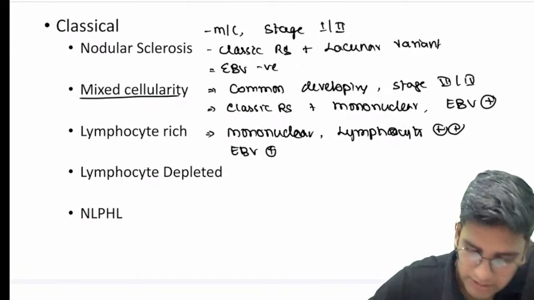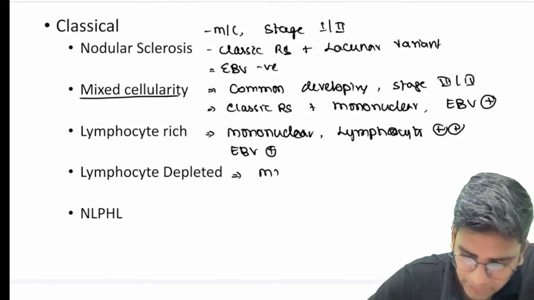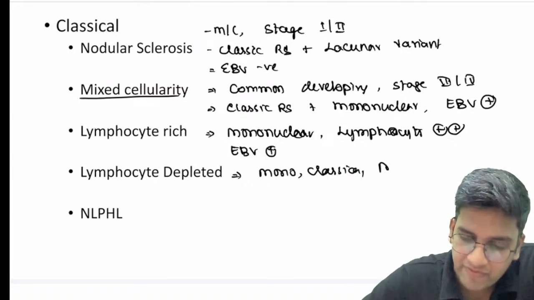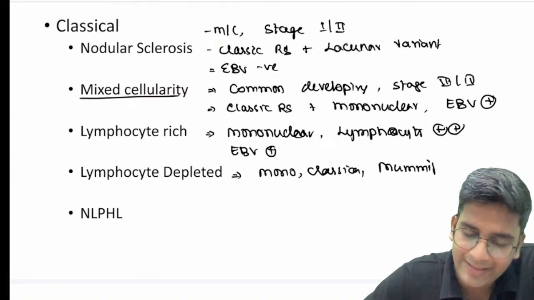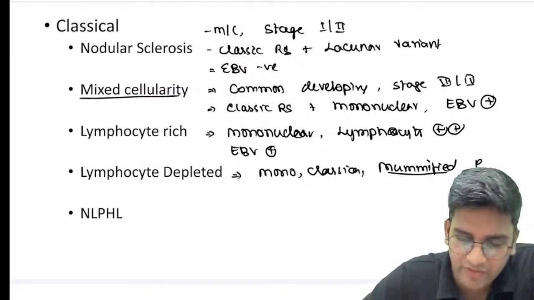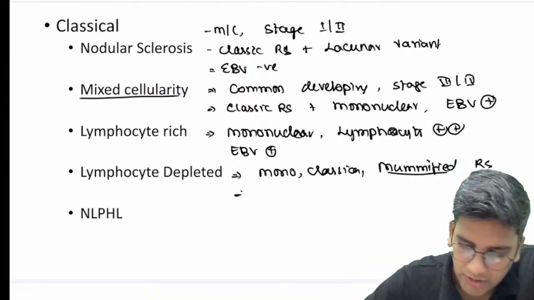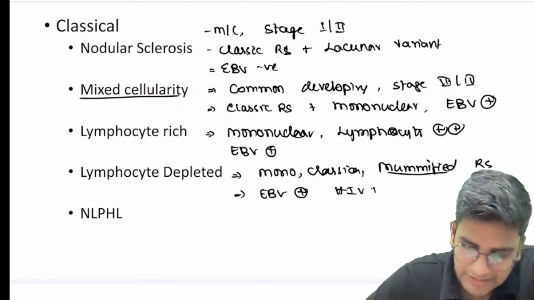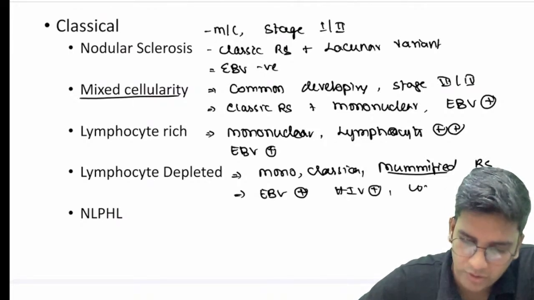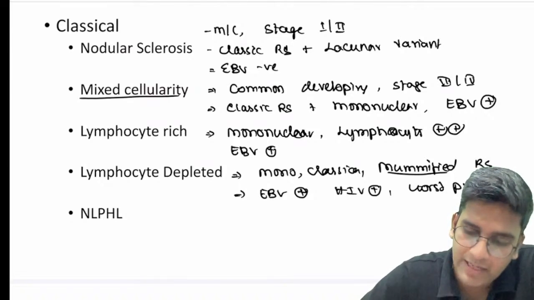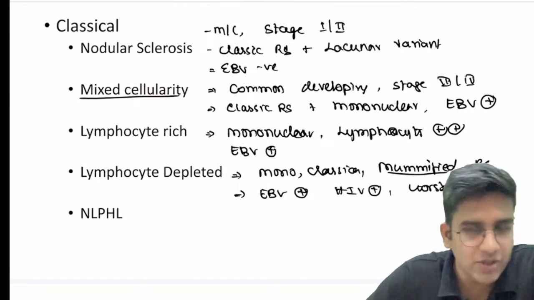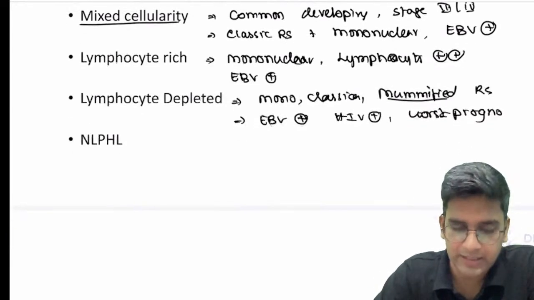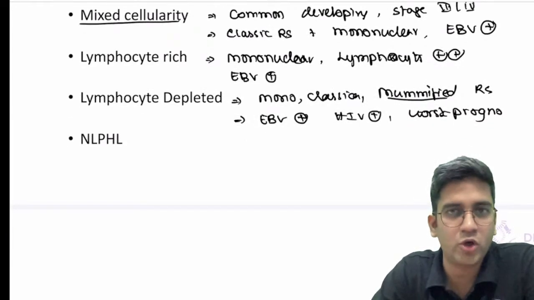Lymphocyte depleted. Here I can have mononuclear, I can have classical RS cell, but one classical finding here is your mummified RS cell. Mummified, other name is your reticular variant, or just write mummified variant of an RS cell, a smudged appearance. EBV positive, and also one more thing positive, HIV positive. That makes it the worst prognosis. The prognosis is very, very bad because of the deadly infection, and because of that, the entire tumor also becomes very pleomorphic and a little bit more aggressive, right? That's classical for a lymphocyte depleted variant of Hodgkin's lymphoma.